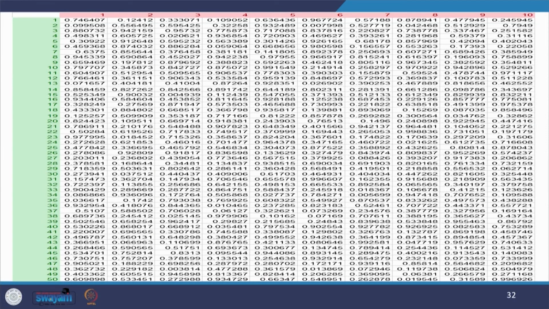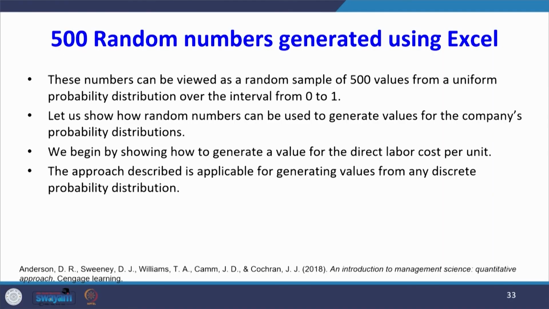So, this is an example. I have generated 500 random numbers with the help of this rand function. You see that all the values are between 0 to 1, but 1 will not be there. Okay. The 500 random numbers generated using Excel. So, these numbers can be viewed as a random sample of 500 values from a uniform probability distribution over the interval from 0 to 1. Let us show how random numbers can be used to generate values of companies' probability distributions. So, we begin by showing how to generate a value for direct labor cost per unit. This approach described is applicable for generating values of any discrete probability distribution.